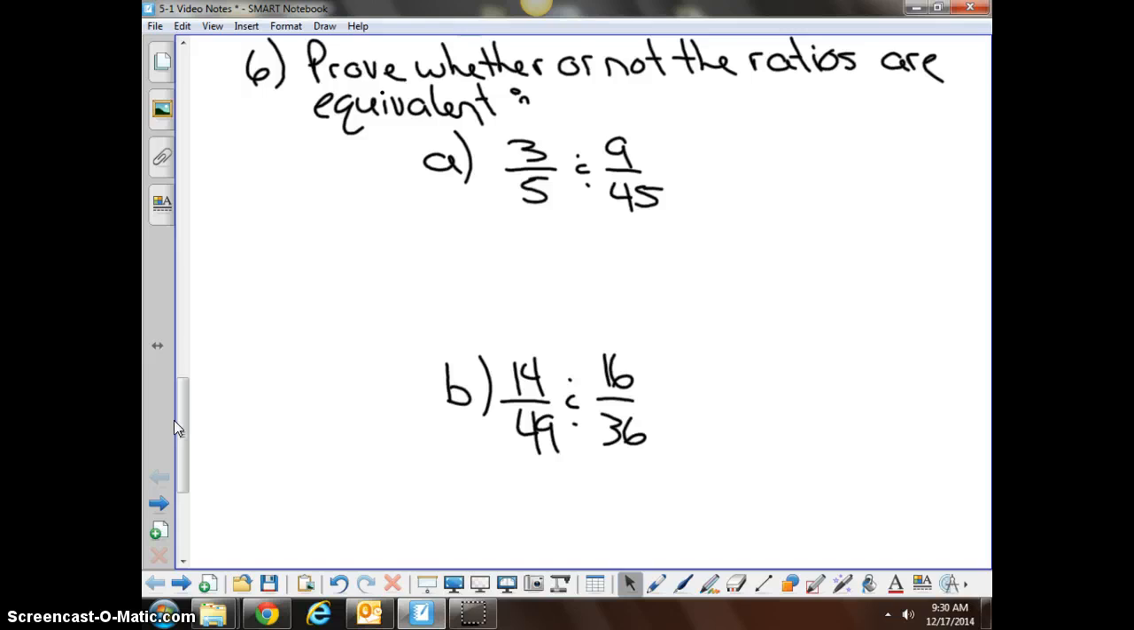The best way to do that is to reduce them down into simplest terms. 3/5 is already reduced down into simplest form, so I'm going to leave it as 3/5. 9/45 has a common factor of 9, so I'm going to divide the top by 9, the bottom by 9. 9 divided by 9 is 1. 45 divided by 9 is 5. 3/5 does not equal 1/5, therefore those are not equivalent ratios.